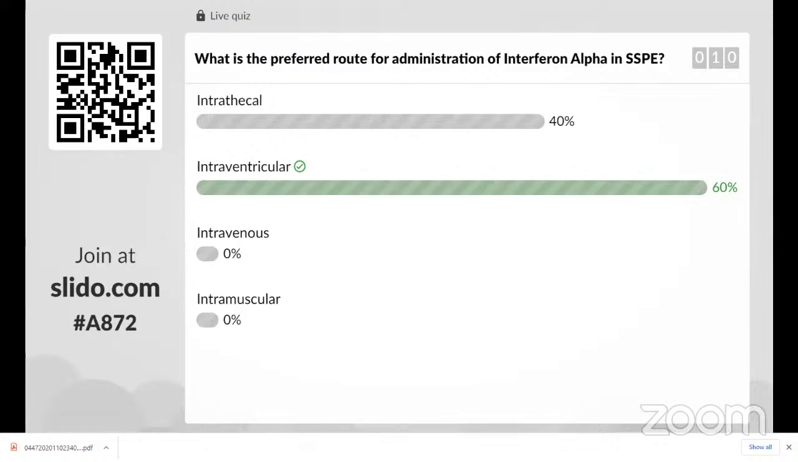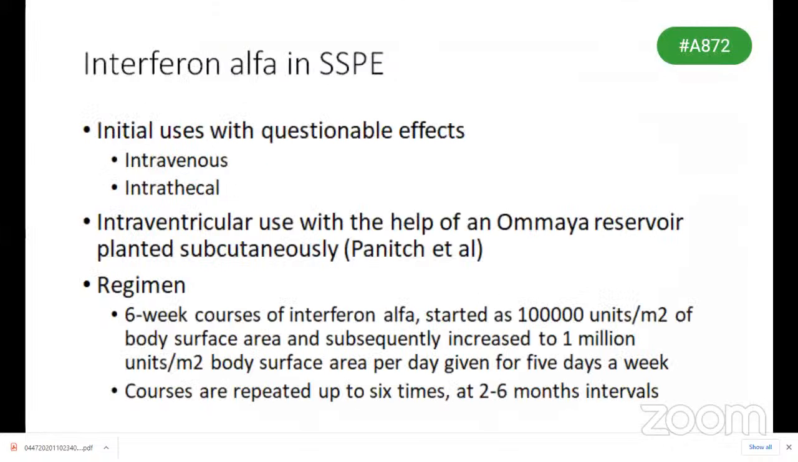60% of people have voted for intraventricular, which indeed is the correct answer. Intrathecal was a route which was there when I was doing my MD, 30 years back, or more than 20 years back, when it was used. Initially, interferon was used as an intravenous and intrathecal therapy. It was of questionable effect, but then it was the intraventricular route which is really the therapy being used. So an Ommaya reservoir is placed subcutaneously, and you can give intraventricular interferon.